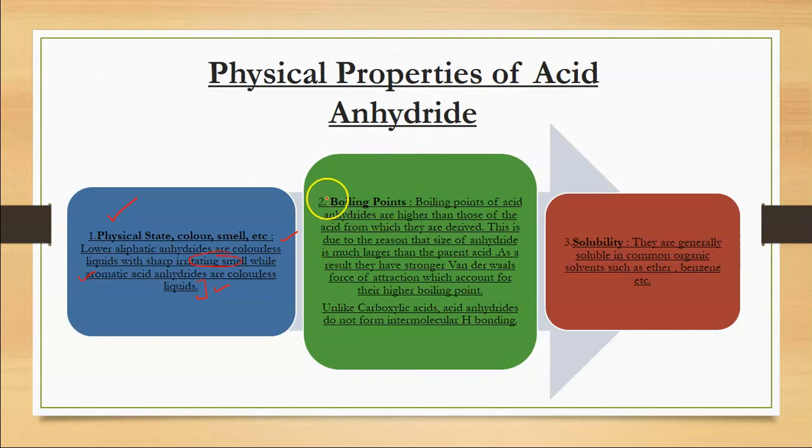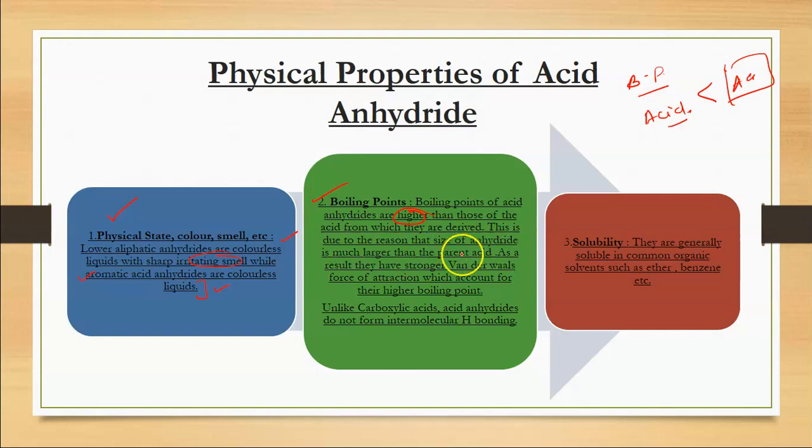Okay, that is it. Now when we talk about boiling point, the boiling point of acid anhydrides is higher than those of acids. See, if you are going to compare the boiling point of any acid, for example, acetic acid and acetic anhydride, and they ask you which one of them is going to have a greater boiling point, you should remember that your acid anhydride is going to have a greater boiling point as compared to any of the acids from which they are derived.